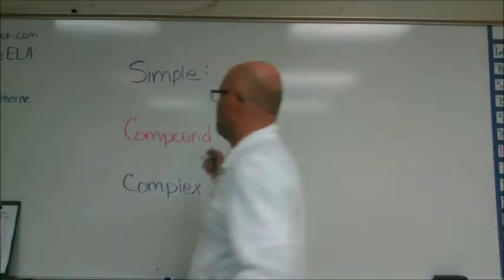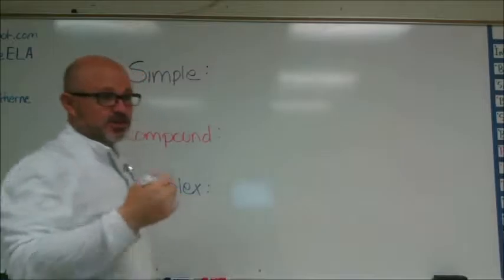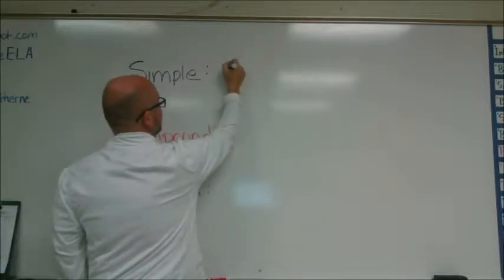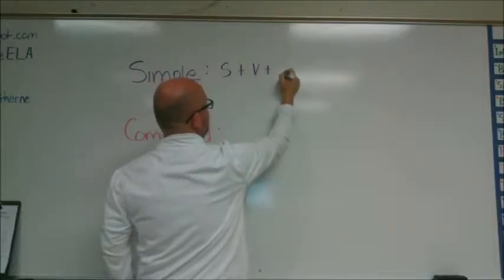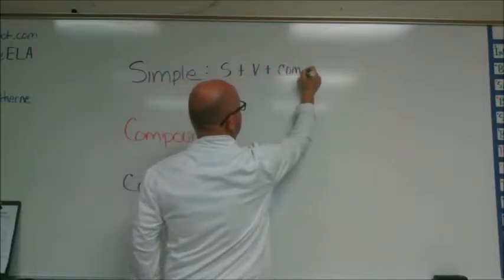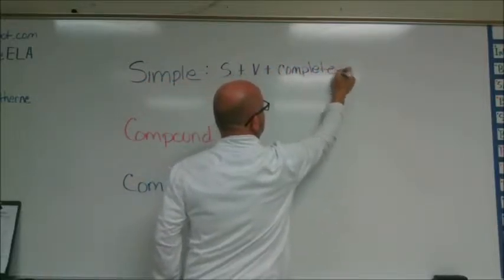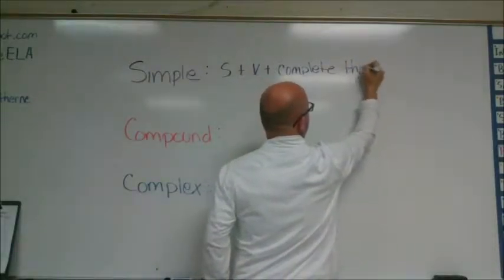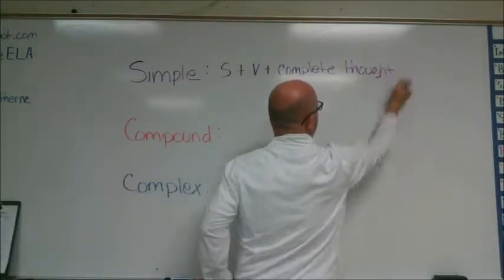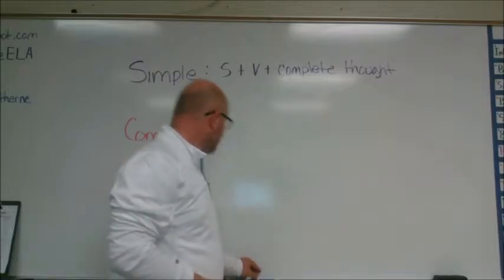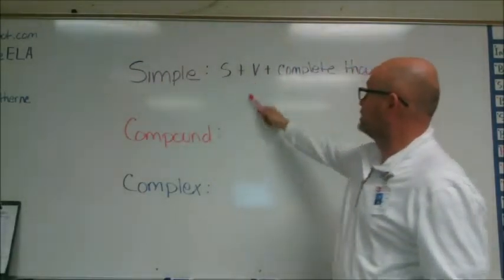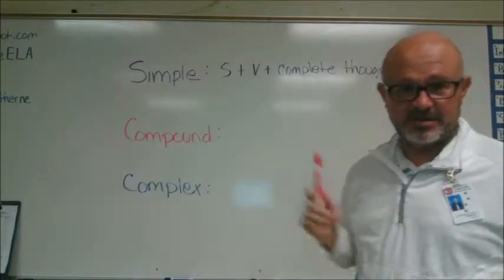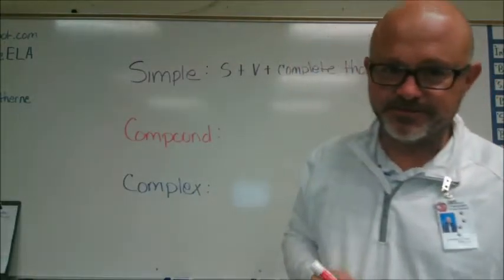So to talk about the structure of it, we have to have a subject plus a verb plus a complete thought. Once we have that, we basically have a simple sentence. So subject, verb, complete thought. Subject, verb, complete thought. Remember that.